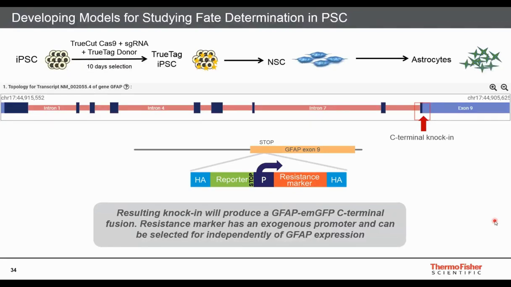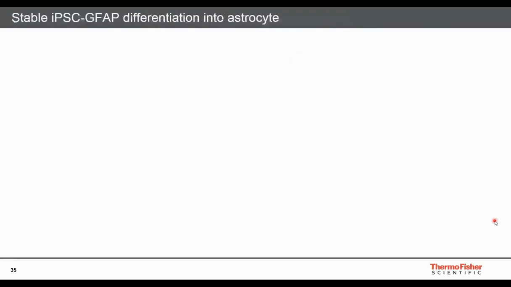So what we did before the stop codon is we designed a new donor that would have, again, those minimal left and right homology arms, our reporter sequence, and then its own promoter for the resistance marker. And what this does is allows us to make a GFAP-GFP fusion, but since the resistance marker has an exogenous promoter, it can be selected for independently of GFAP expression, which means we can select for these knock-ins when they're in the pluripotent stem cell phase and not just at the differentiated phase.